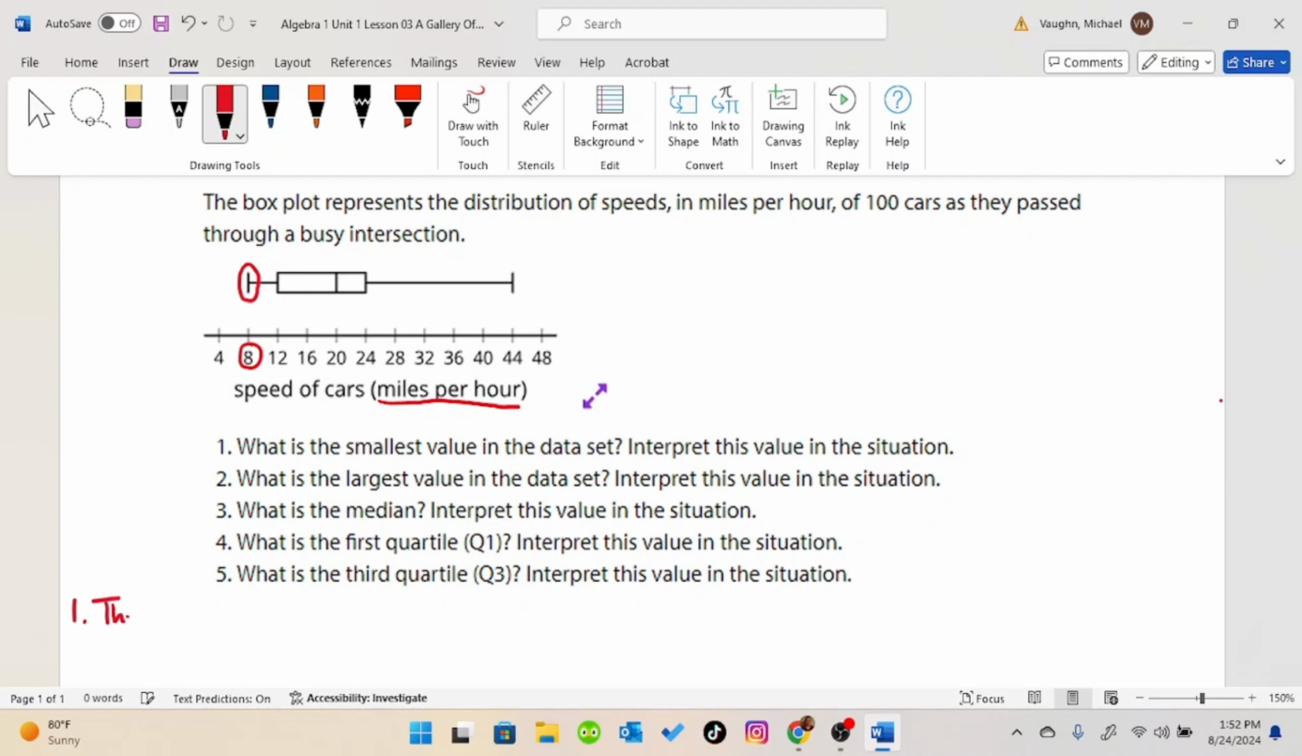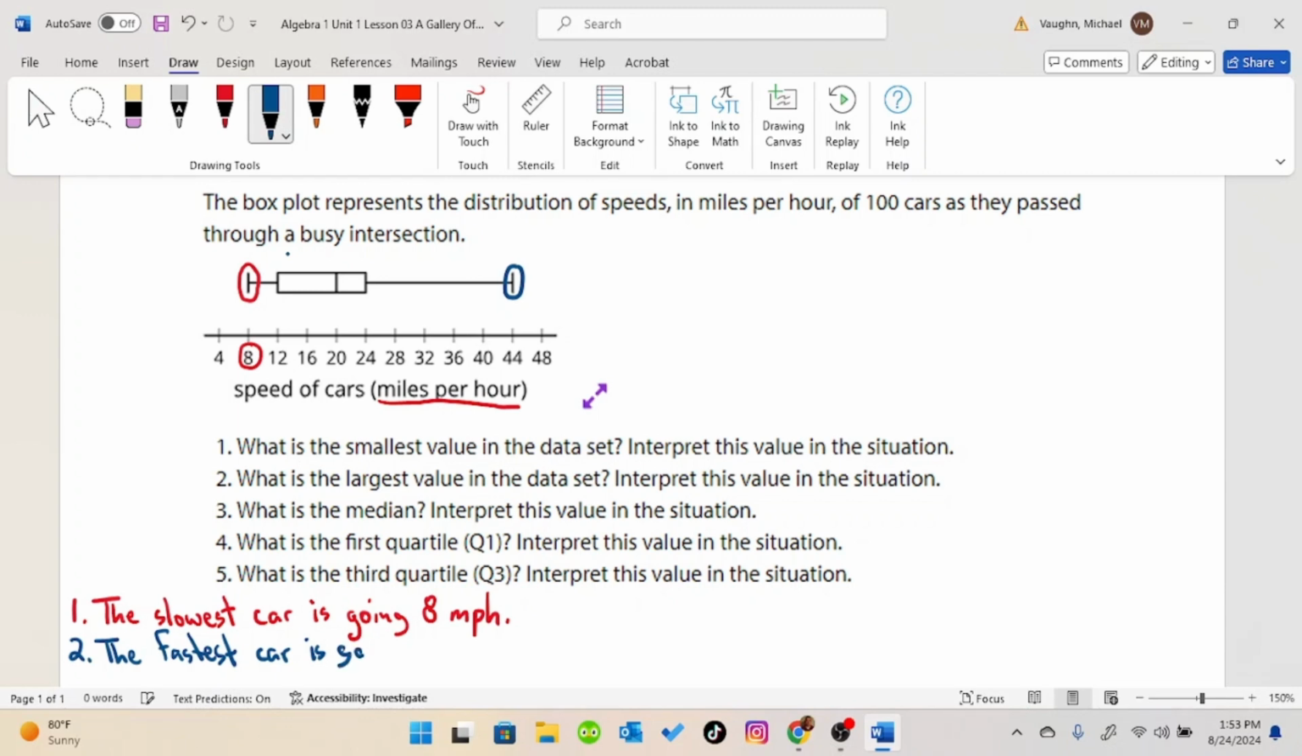So the slowest car is going 8 miles per hour. Number 2, what is the largest value in the data set? We'll find that down here on the far right hand side, and we can see that the line is at 44. So for number 2, the fastest car is going 44 miles per hour.